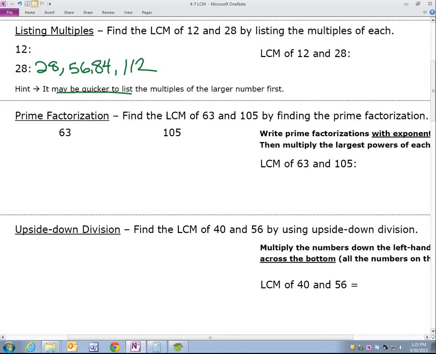Okay, so I have 12, 24, 36, 48, 60, 72, 84. So I have 84, 84.